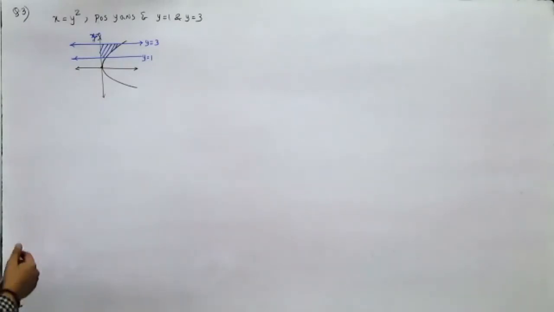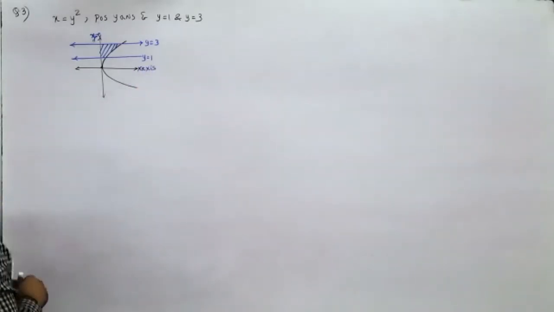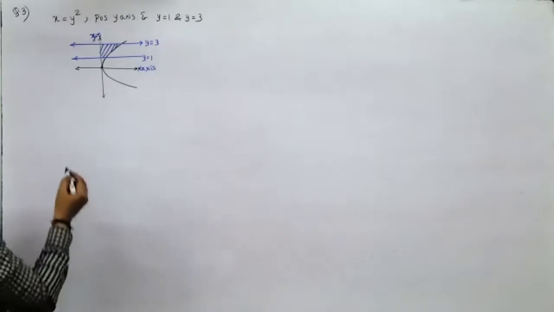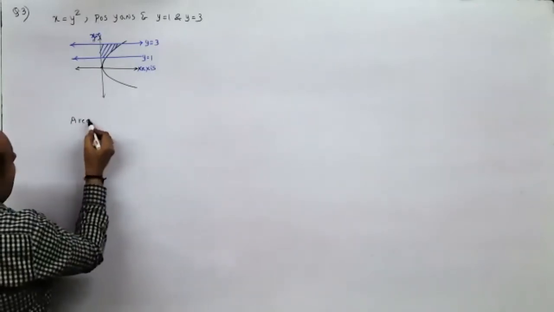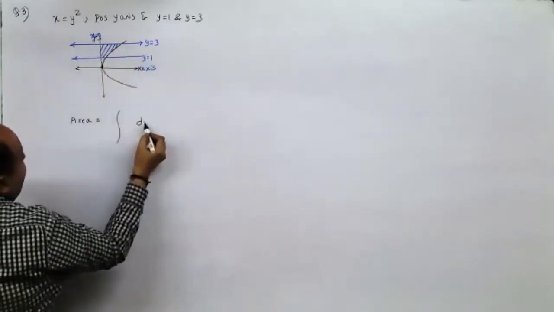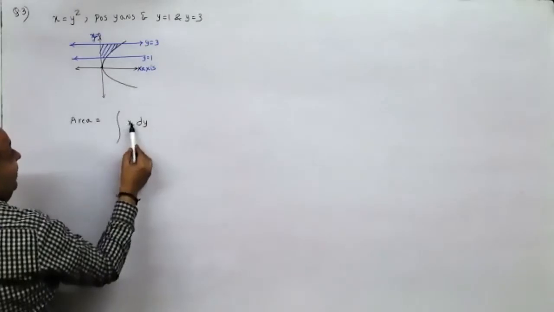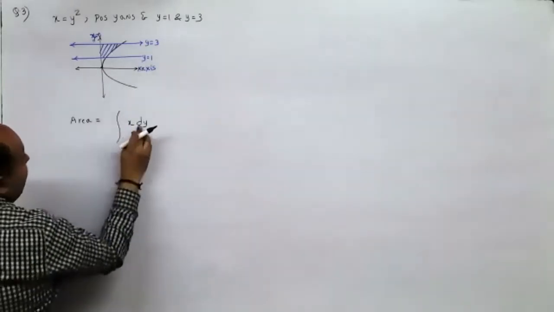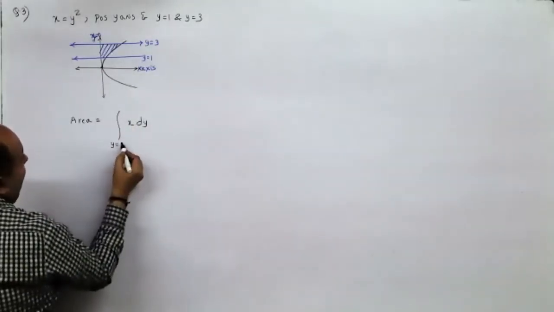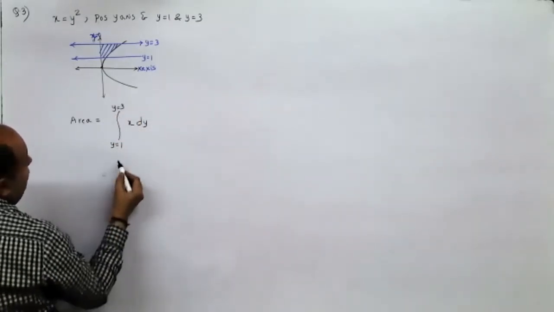Followed, these two lines are parallel to the x axis, so it is y equal to 1 and y equal to 3. Now, area would be equal to, first of all, this is curve and the y-axis. So dy here and this is x. Had it been curve and the x-axis, you would have written y and dx. Now between, this is dy. So between y equal to 1 and y equal to 3.